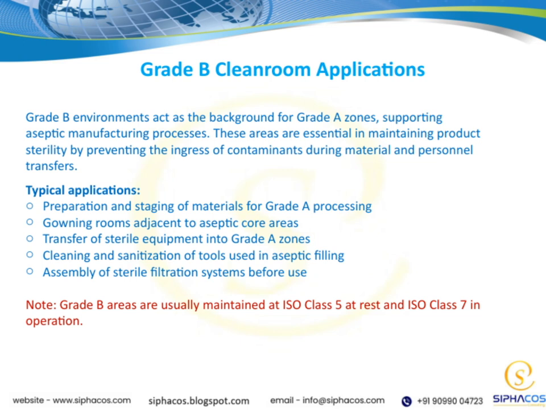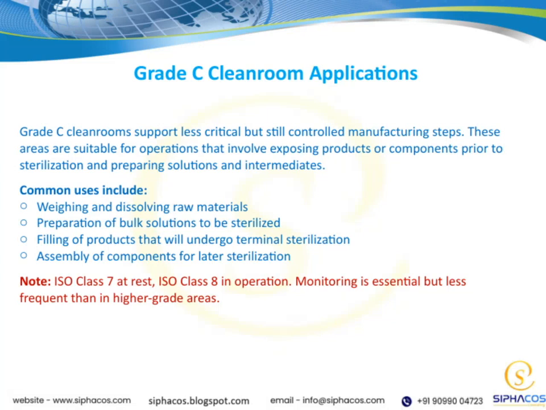the sterile environment. It's also important to note that Grade B areas are typically maintained at ISO Class 5 when at rest, meaning they have very strict particulate controls, and ISO Class 7 during operation, allowing for some increase in particulates but still maintaining high cleanliness standards. All these applications highlight how Grade B environments serve as a critical foundation, supporting the sterile conditions required for successful aseptic manufacturing. Now, let's talk about Grade C cleanrooms and their role in manufacturing.